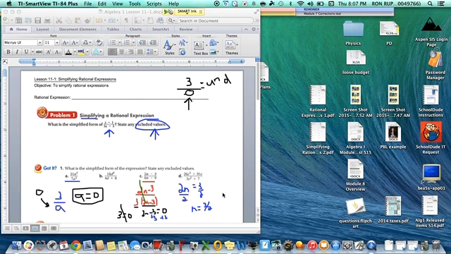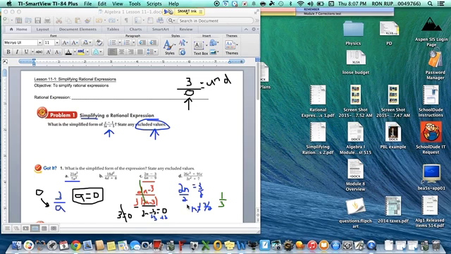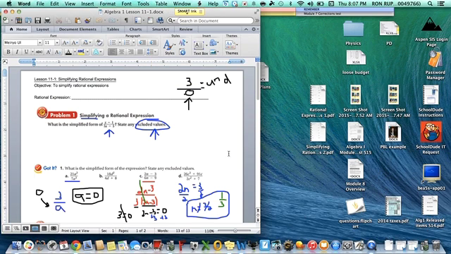So as this would be 1 over 3, with the excluded value, n cannot equal 3 over 2. That is the final answer. So you'll see that come up frequently as we move on. Before you simplify, you have to find the excluded value.